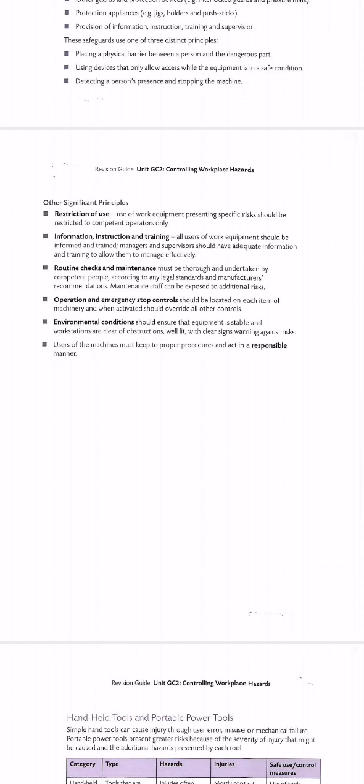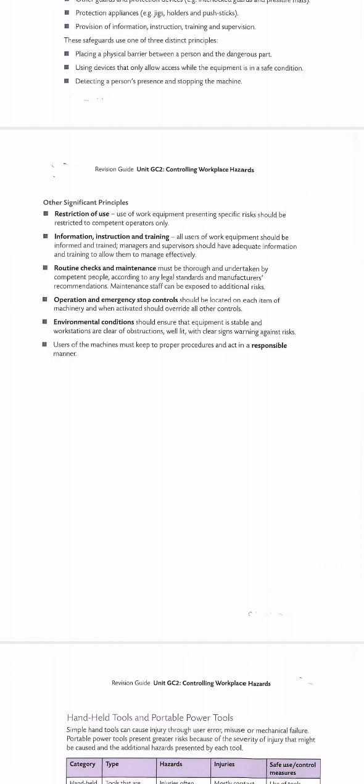Emergency stop control: in case of any emergency, any equipment failure, like the brakes failing, you have to press the emergency stop. You should have an emergency stop. The operation and emergency stop control should be located on each item of the machine, and when activated should override all other controls, right? So immediately use this e-stop. It's also called e-stops. The machine should be stopped. These are the last resort for safety, right? So maybe if the brake fails, you can use the e-stop. So the engine, everything can go off also.